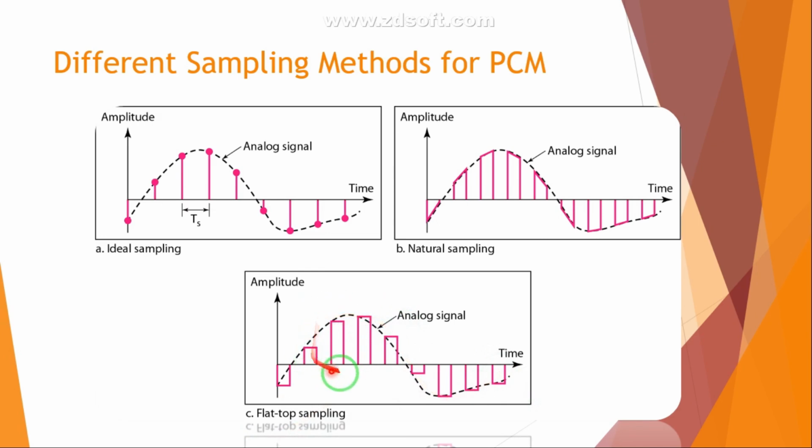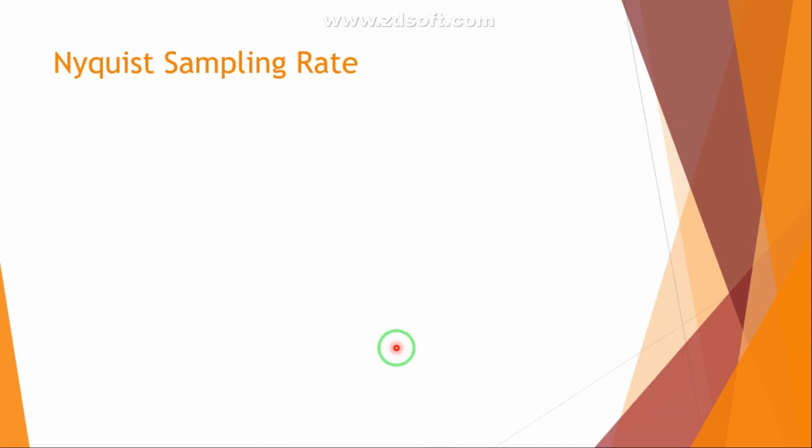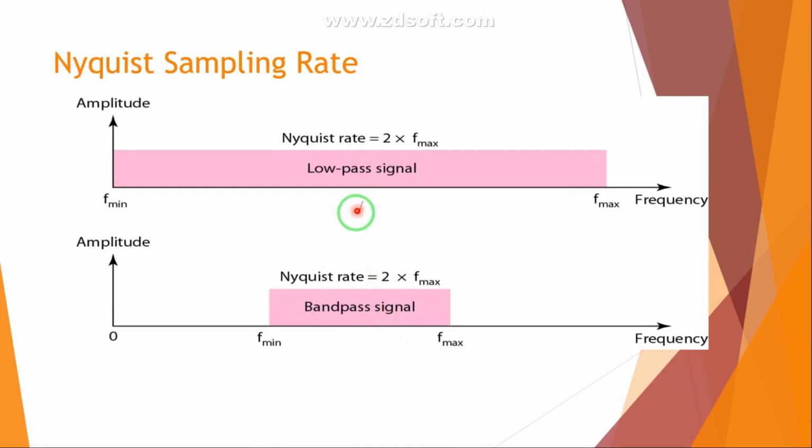Practically we are going to use natural and flat top sampling, and most of the time flat top sampling, whose output is taken by means of a sample and hold circuit. As I told, the Nyquist sampling rate should be twice the maximum frequency, the highest frequency content, of your analog signal. So it is always equal to twice of f max, whether it is a low pass signal or a band pass signal.